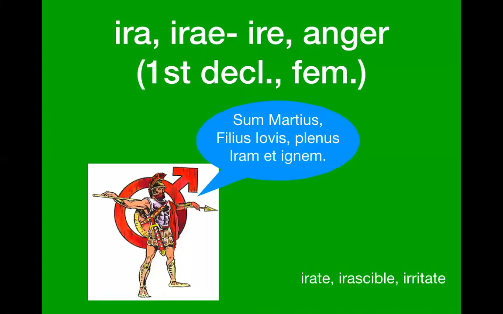All right. What is he saying here? Sum Martius, I am Mars, son of Jupiter, full of anger and fire. Wow. So we get irate, irascible. Irate, what does irate mean? Anyone out loud? Anger. It doesn't really mean anger.